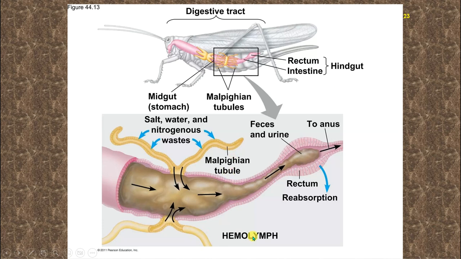So the hemolymph is a substance very similar to the blood in developed animals. Whereas the feces and urine will be stored in the rectum, and later ultimately they will be passed through the anus, which is a regular process in most animals.